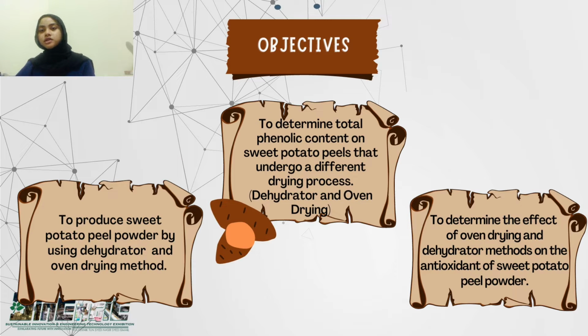Let's continue with research objectives. First, to produce sweet potato peel powder, two different drying methods are used, dehydrator and oven drying. Second, to determine total phenolic content in sweet potato peels that undergo a different drying process. And last, to determine the effect of two different drying methods on the antioxidant of sweet potato peel powder.